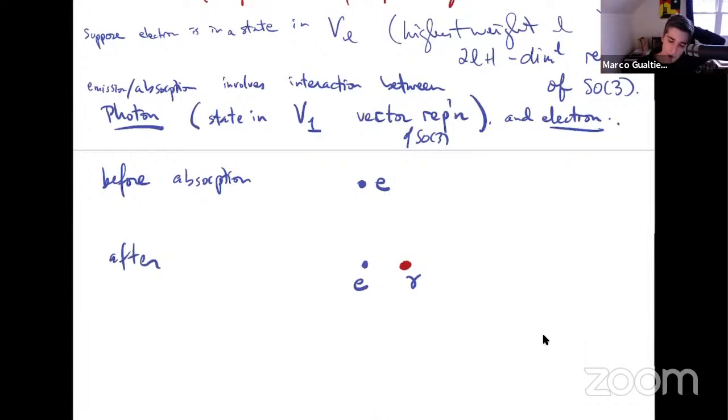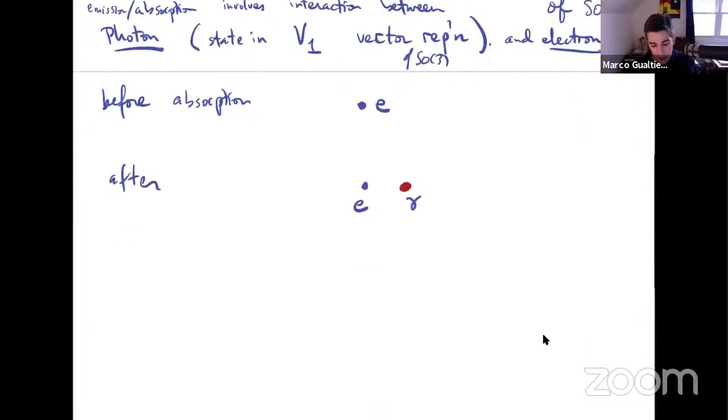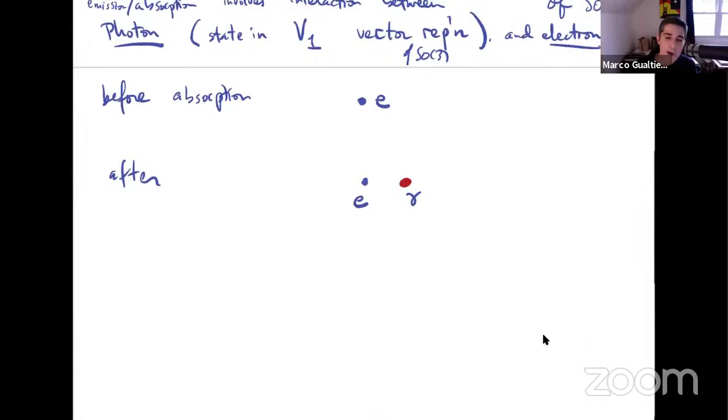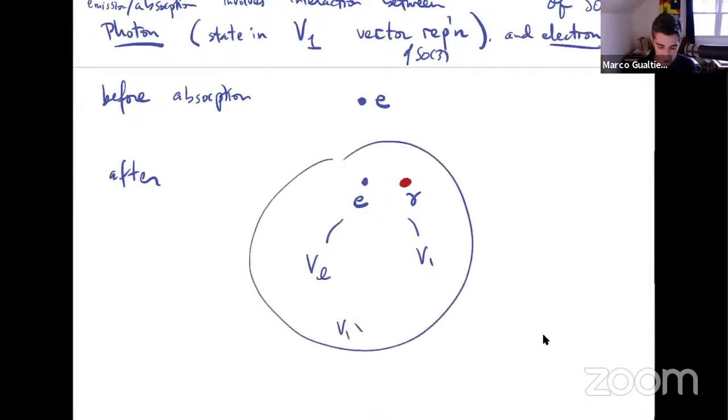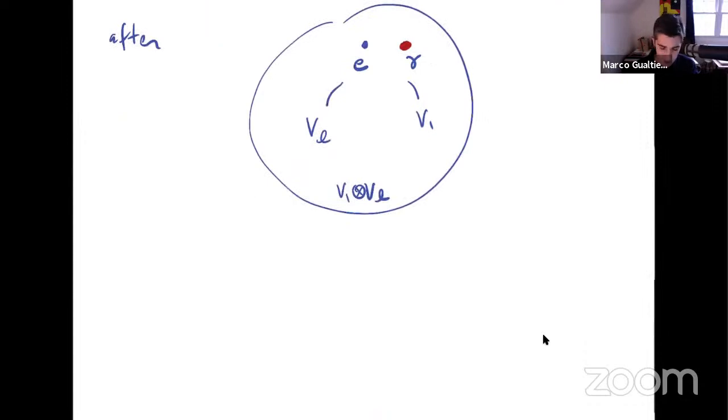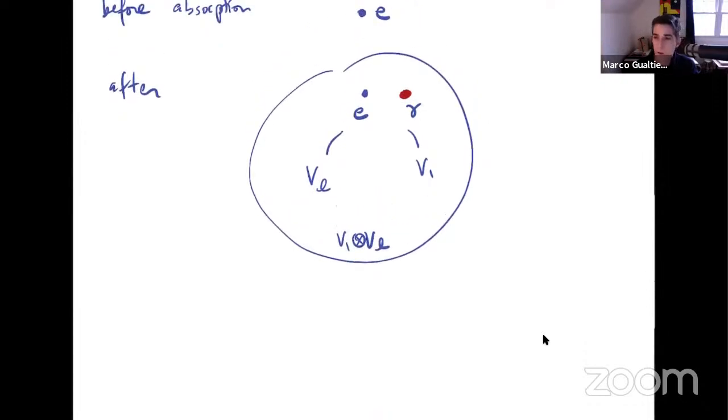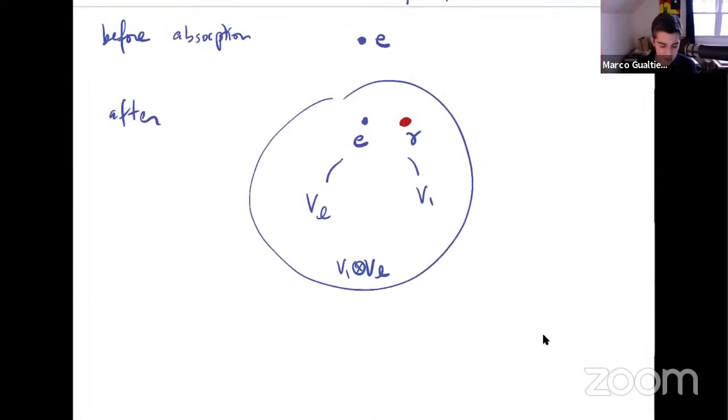I'm just trying not to make it too complicated. What I'm trying to say is that there's a pair of particles, and so therefore you have two systems, and so you have to tensor them together, right? So this is in the V1 representation, and let's suppose that this is in the VL representation. Then this joint system would be in the V1 tensor VL representation.